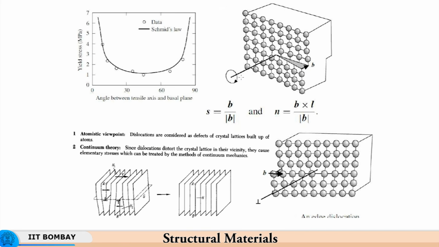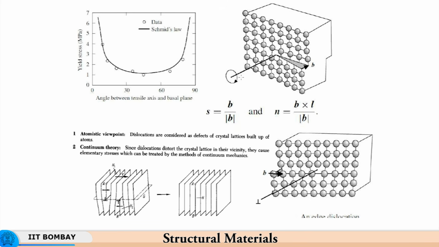Now, if you look at what we were discussing, here we have the yield stress, meaning the stress at which the material transitions from elastic to plastic, from elastic, temporary deformation to permanent deformation. So at yield stress, the dislocation just starts moving. Now if you look at the angle between the tensile axis and the basal plane, this probably pertains to a hexagonal close packed crystal, because the basal plane is one of the planes of easy slip in a hexagonal close packed crystal.